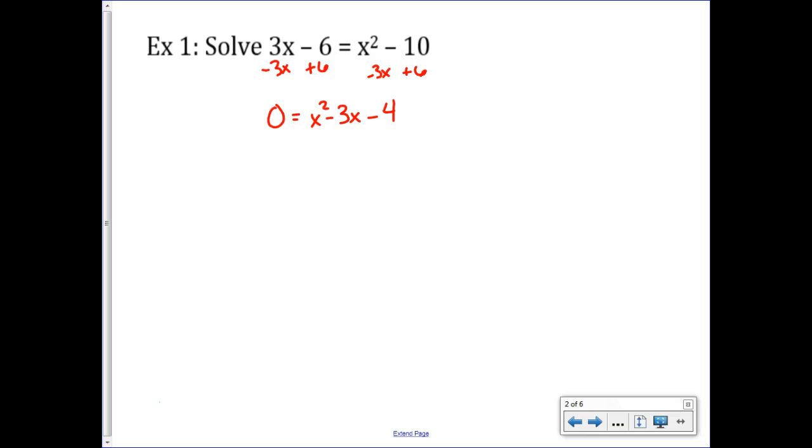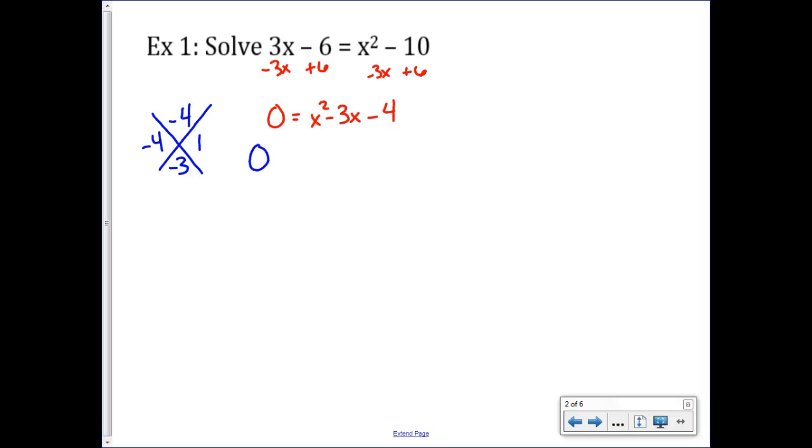Okay, so we can do our quick check with the discriminant, b squared minus 4ac, to see if we can solve this. And then we will start to factor it out. So our discriminant tells us this is factorable. So I'm going to ignore the 0 equals and I'm just going to start factoring like we have done. So I want to find something that multiplies to 1 times negative 4, which is negative 4, and that adds up to negative 3. So two numbers that come to mind are negative 4 and positive 1.